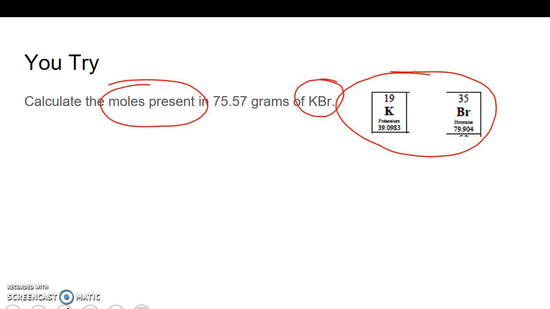Okay, so you've tried the Edpuzzle. Maybe you don't know. Maybe you think you got it right. Maybe you don't know if you got it right. We're going to go ahead and work through this. So we're going to write down our given. 75.57 grams of KBr.